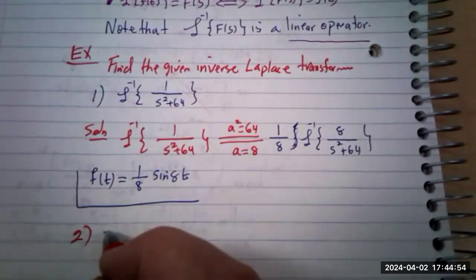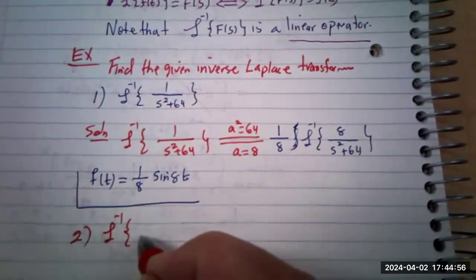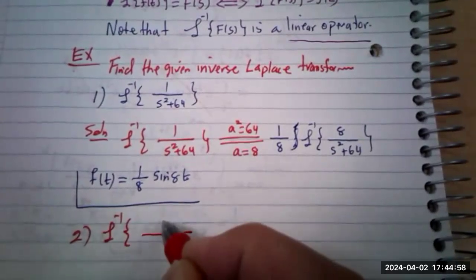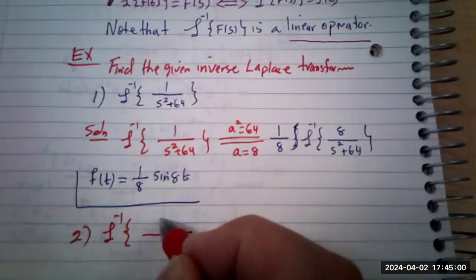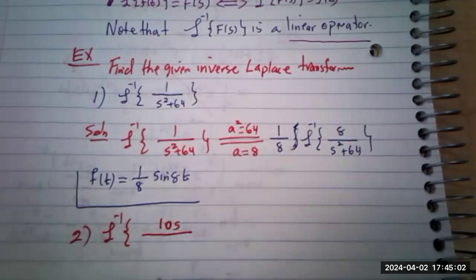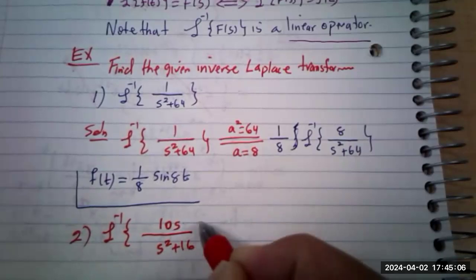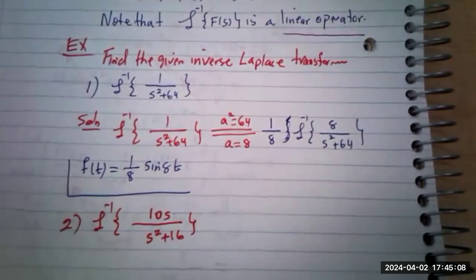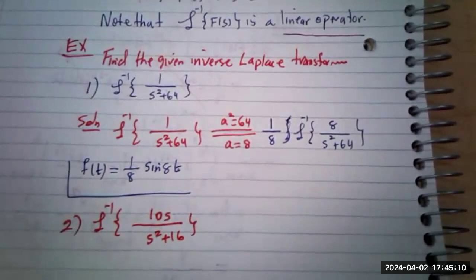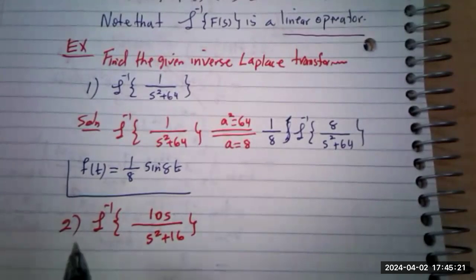The next one would be fine. Let's see. Laplace inverse of, look at this. This is going to be 10s over s squared plus 16. You see, as soon as you see the s on the top, it must be cosine. But the cosine is s over s squared plus a squared. When you pull out the 10, it's linear, okay?